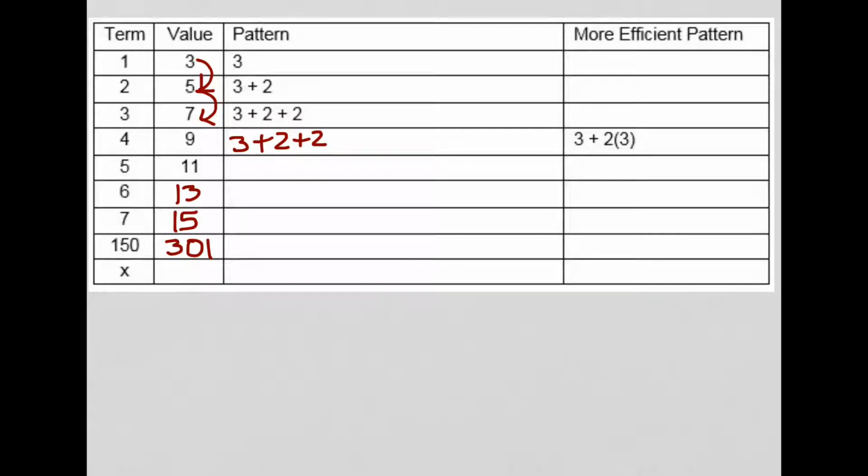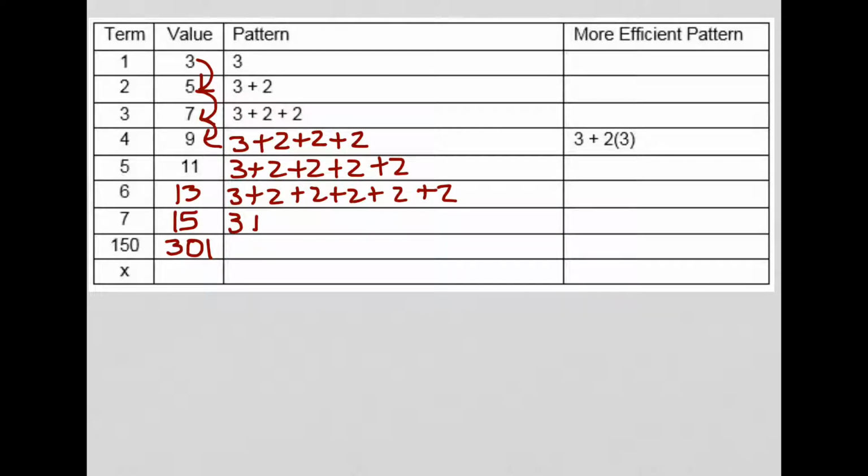So how do I get from 7 to 9? Well, 3 plus 2 plus 2 is 7, and so I'm going to add another 2 on there to get my 9. How did I get to 11? I would add another 2, because that's the pattern, adding 2 every time. So you can see how this is growing. We're just adding a 2 every time and writing it out.